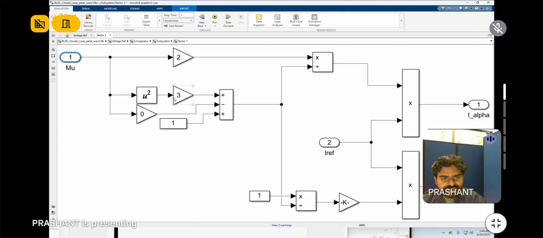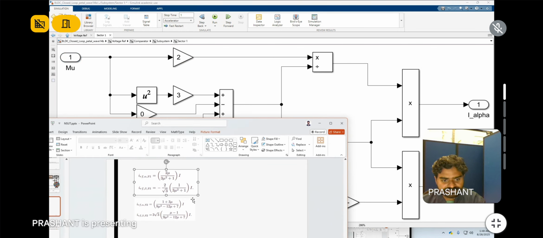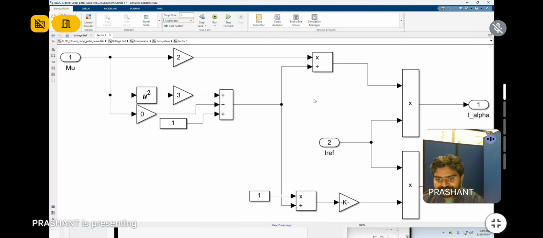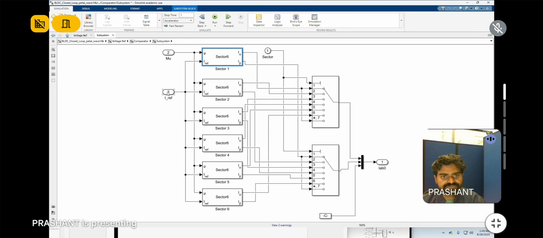So this was 3 mu square plus 1 into 2 mu divided by 3 mu square plus 1. See here, into I will come. I will explain that one. So this was I alpha for sector 1. Now coming to the I beta for sector 1, it is 1 by 3 mu square plus 1 into I. This is I reference. This is mu getting from the previous one here.